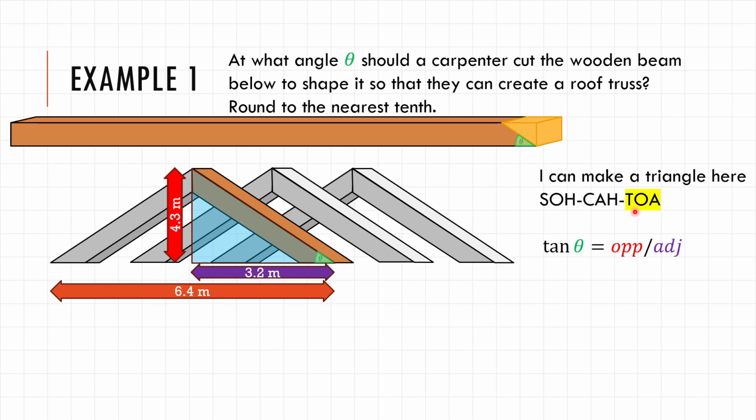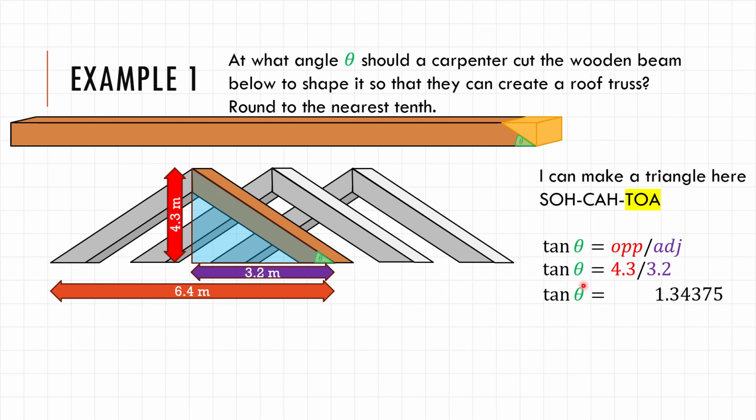I'm going to use tan because I have the side opposite this angle, and I have the side that is adjacent to the angle. I don't have the hypotenuse, so I can't use sine, I can't use cosine, I have to use tan. So tan of that angle is going to equal 4.3 divided by 3.2, which is about 1.34375. So that is the ratio between these two.